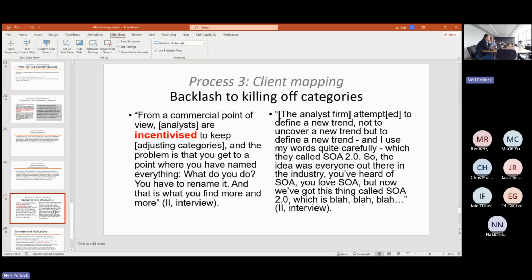This analyst here worked for a small analyst firm. He was saying the analysts are incentivized to keep changing their categories. This is part of their business model. And he's saying things like, once you've named everything, what do you do? Do you have to rename it and so on? He talked about the example of SOA, which I think was created by Gartner. They launched that category, and within about 6 months, they launched SOA 2.0, right? And he was like, what else is going on? He was really annoyed about this.